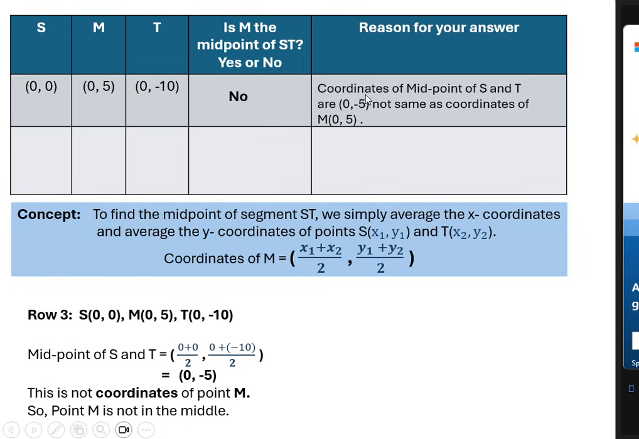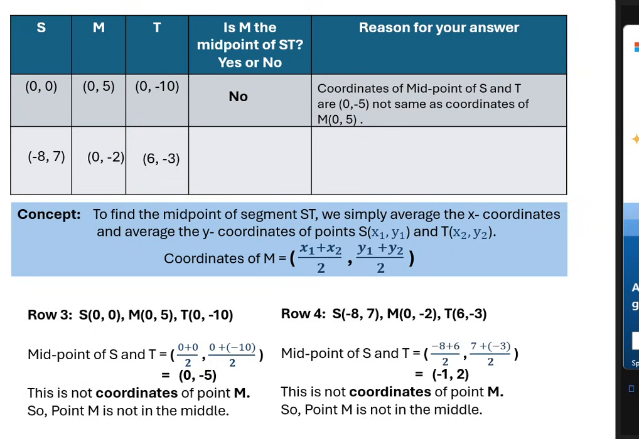And the reason: the coordinates of the midpoint of S and T are 0 comma minus 5, not the same as the coordinates of M, 0 comma 5. Similarly, let's check the last row. Here minus 8 plus 6 divided by 2, 7 plus minus 3 divided by 2. Minus 2 by 2 will be minus 1, 4 by 2 will be 2, so minus 1 comma 2 is the midpoint of S and T, but the coordinates of M are 0 comma minus 2. Again they are not the same. It means this is not the coordinates of point M.